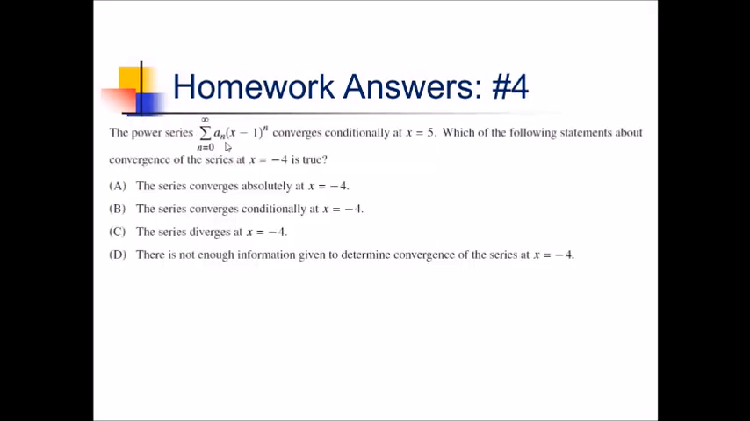For number 10, we're given a power series that converges conditionally at x equals 5. We want to know which statement about convergence at x equals -4 is true. So it could either be absolute convergence, conditional, divergence, or there's always D, not enough information to tell. So how do we figure this out? First thing to recognize is that this series is centered at x equals 1. So there's some radius of convergence that tells us how far to go from 1 in each direction to get the endpoints of convergence. The next clue they gave us was that we're converging conditionally at x equals 5.